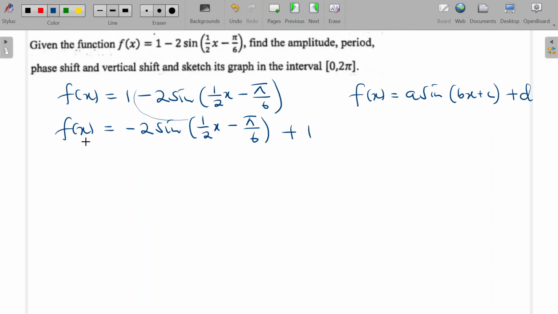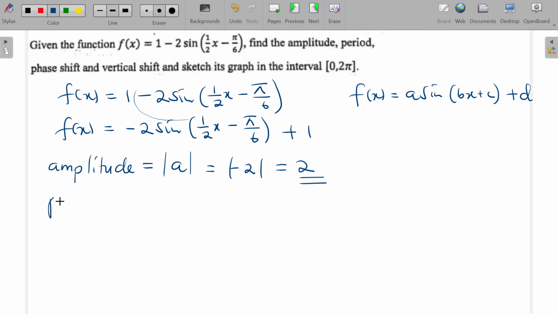Now let us solve. Since we've arranged it in order, following this general formula, what is our amplitude? We get it by taking the absolute value of A. In this case, our A is negative 2, so the absolute value of it is 2. So you found your amplitude, you get your 1 mark.